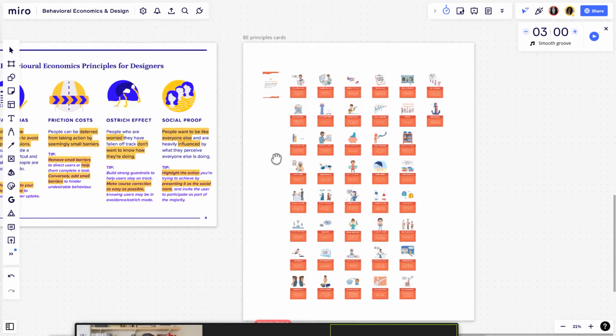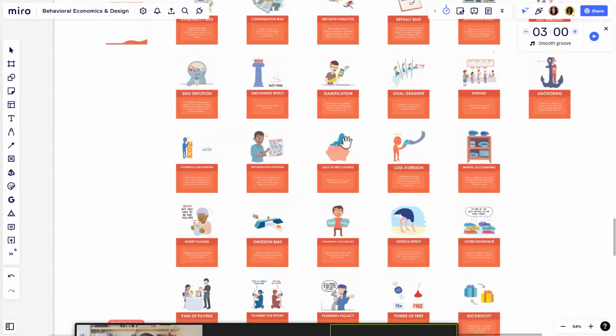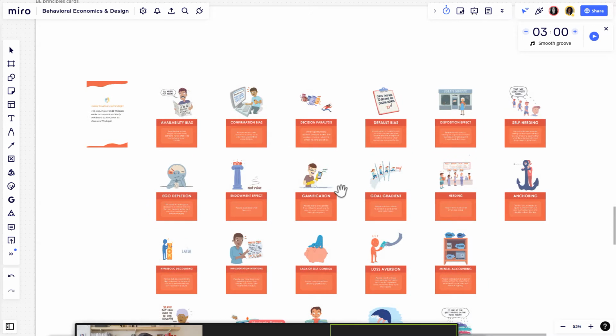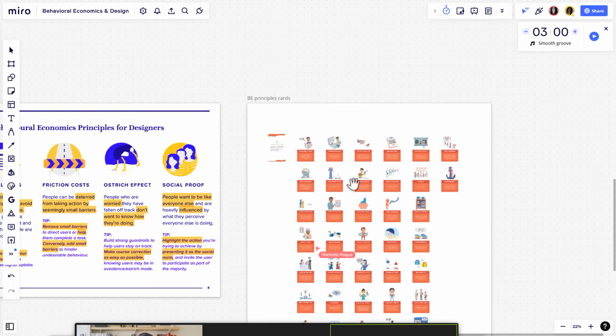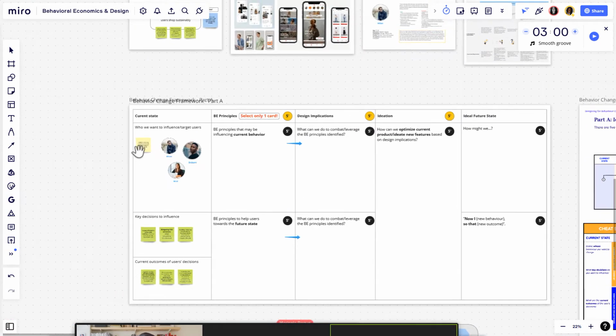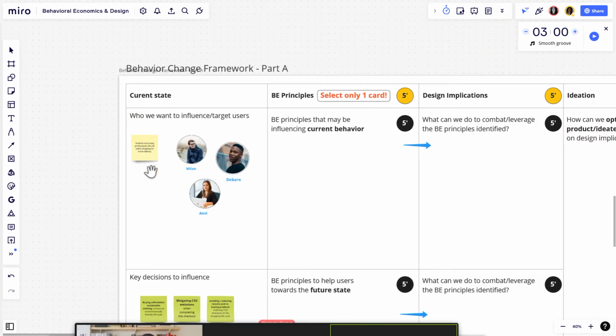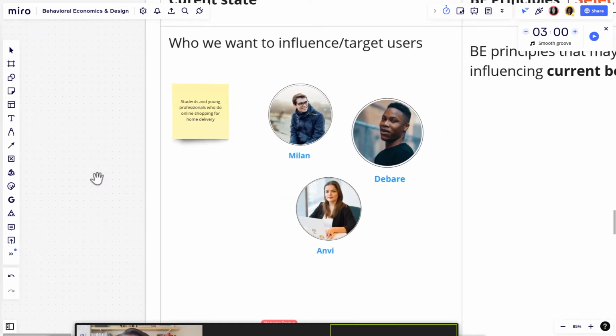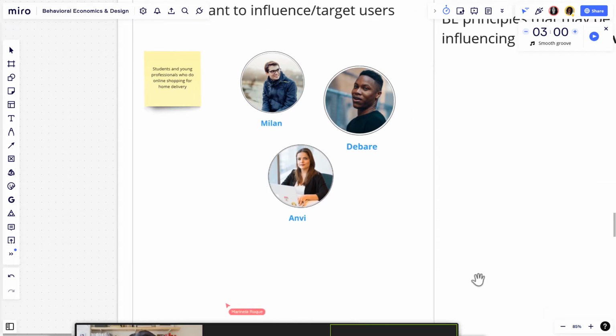Here you have a set of cards from this toolkit that include those five as well as others. We're going to have a quick review through them during our exercise, just for you to know that you can find them here. So now, the idea is that we go through this table. We have our current state: who we want to influence, our target users. Essentially, these are students and young professionals who do online shopping for home delivery. I added some images to illustrate the case.